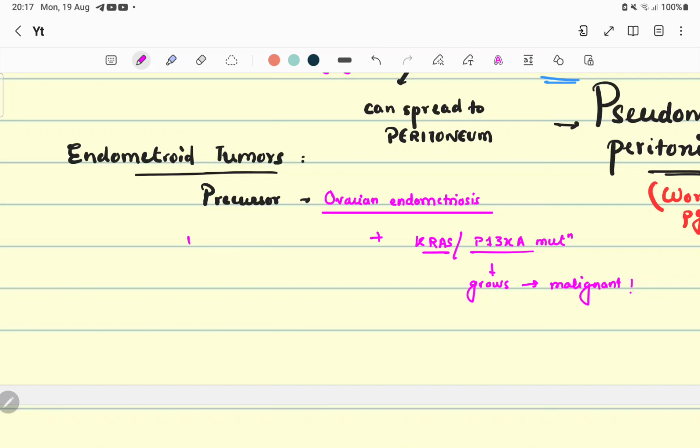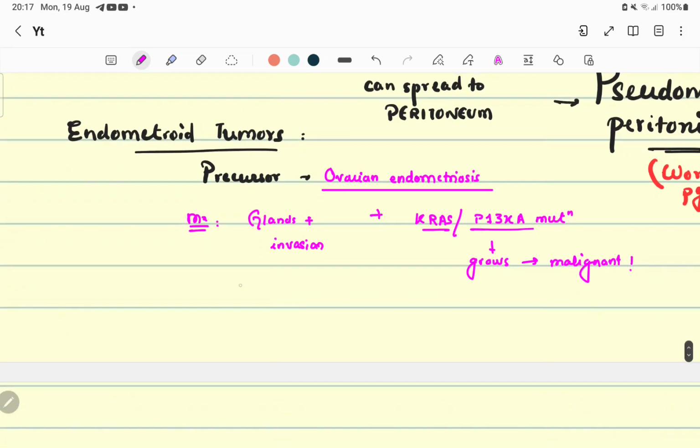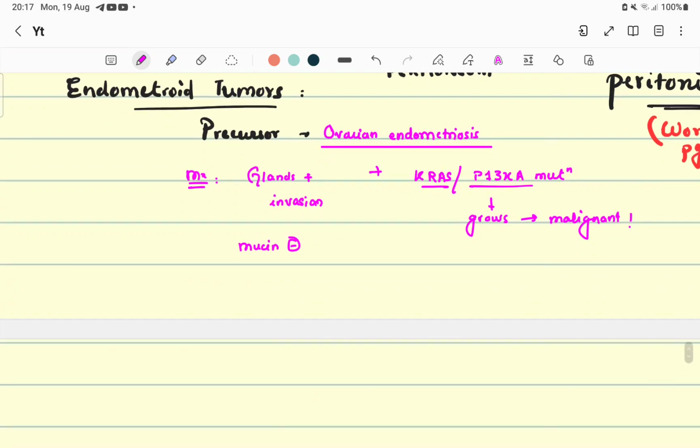And here in the microscopy, as it is a malignant tumor, of course glands will be present, plus there will be malignancy, associated with invasion. And we have no mucin here, right? No mucin here. Understood? Okay, let's now move to our last, that is clear cell carcinoma.